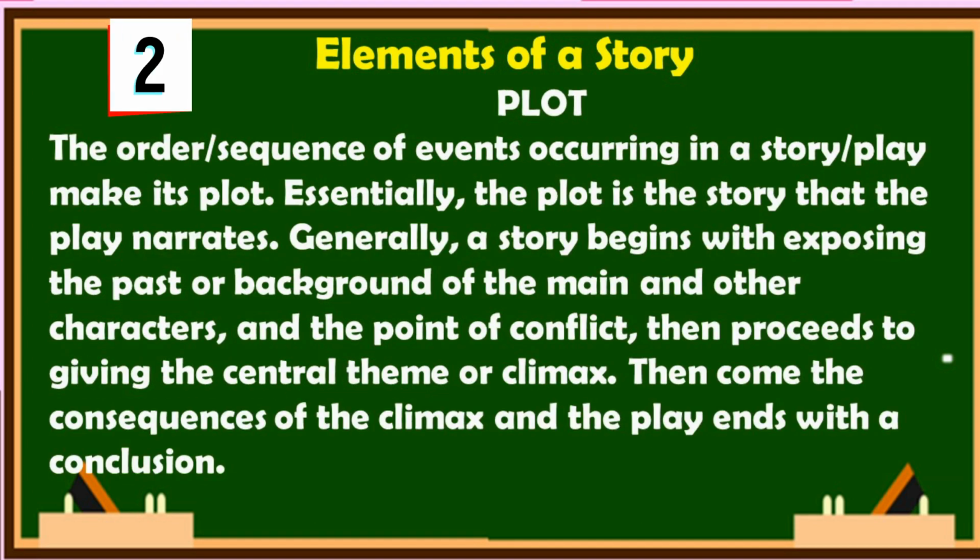The second element of a story is the plot. Plot is the order or sequence of events occurring in a story or play. Essentially, the plot is the story that the play narrates. Generally, a story begins with exposing the past or background of the main and other characters and the point of conflict, then proceeds to the central theme or climax. Then come the consequences of the climax, and the play ends with a conclusion.